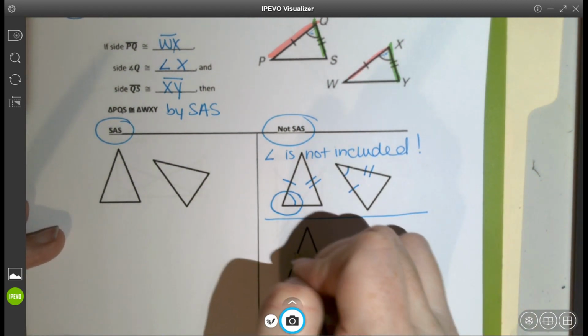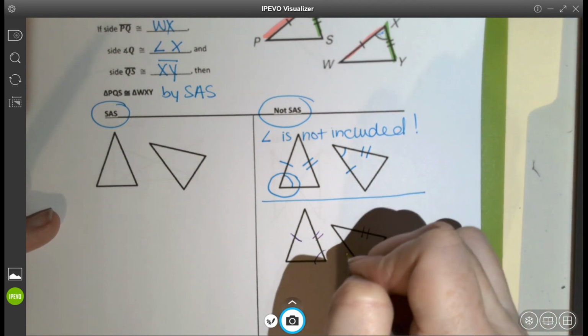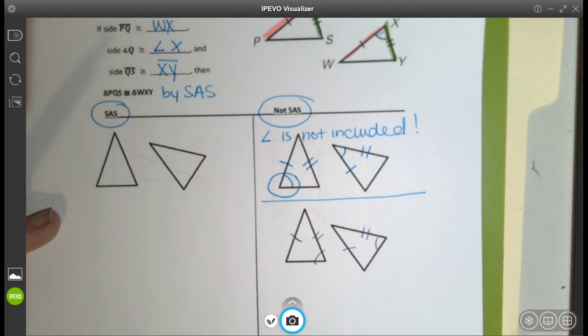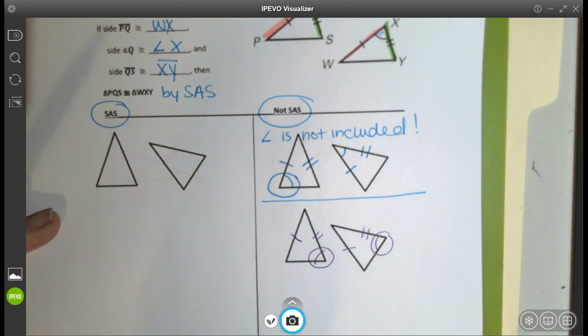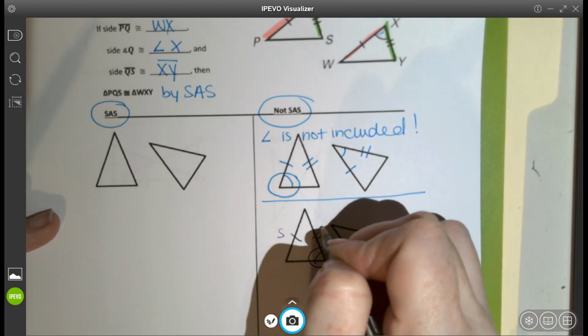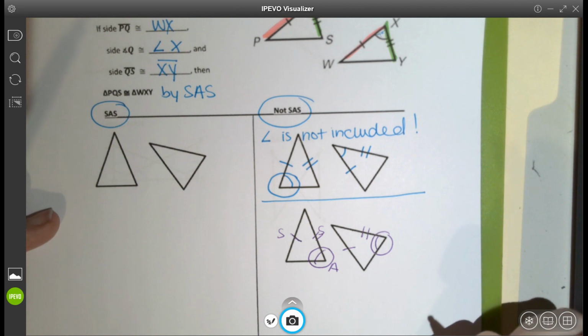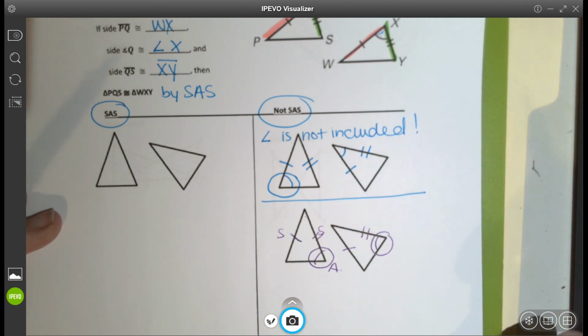All right, here is my second example. Again, I'm marking my own picture, making this example for you guys. So why does this fail? This fails on both accounts. They both have to work for SAS. Here, they both do not. This is a side, this is a side, this is an angle. Remember, for side, angle, side to work, we need that angle sandwiched in between the 2 sides.